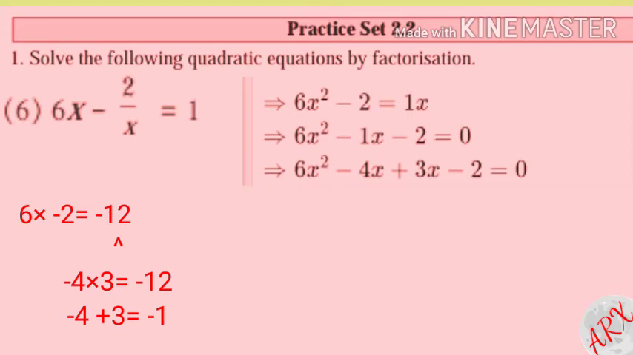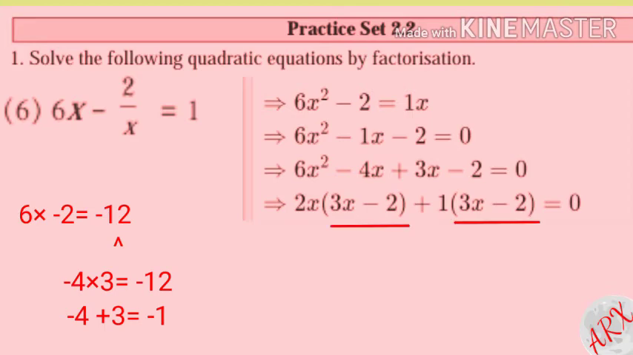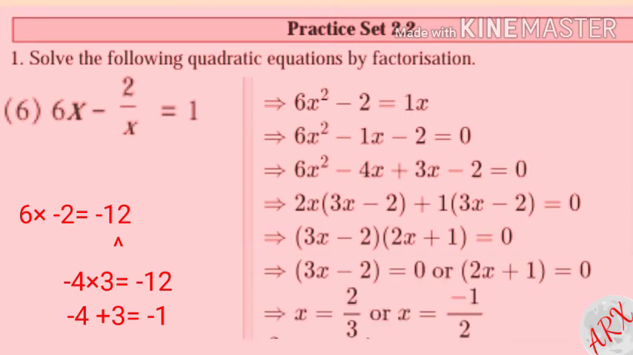Again from the first two terms we will take 2x common, and in the third and fourth terms nothing is common, so we will take 1 common. So the equation will be 2x into bracket 3x minus 2 plus 1 into bracket 3x minus 2 equal to 0. Again 3x minus 2 will be common, and in another bracket 2x plus 1 equal to 0. After solving we will get x equal to 2 by 3 or x equal to minus 1/2.